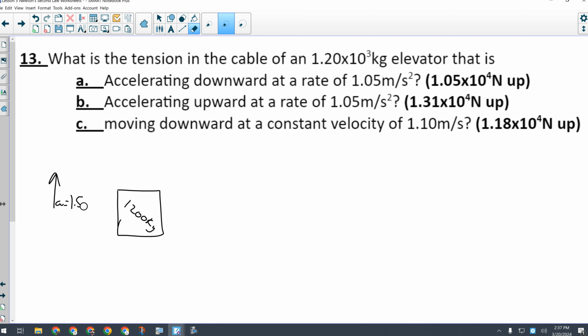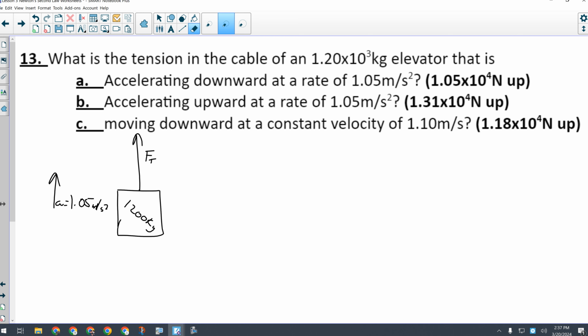But I'm told that the acceleration is 1.05 meters per second squared up. That's what they tell me. That's really it. They want me to calculate how much force, we call that force tension, because anytime you have a rope or a cable, it's tight when you pull on it, so the tightness of the cable is the tension. They want me to find the tension in the cable.